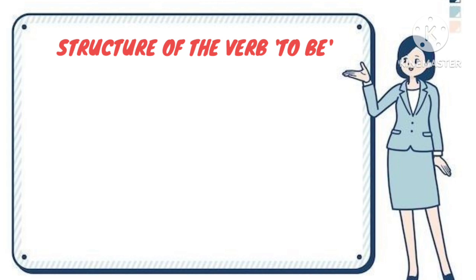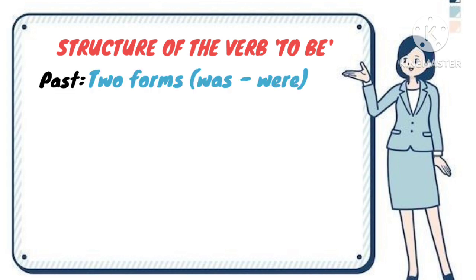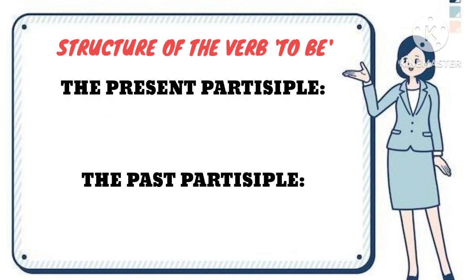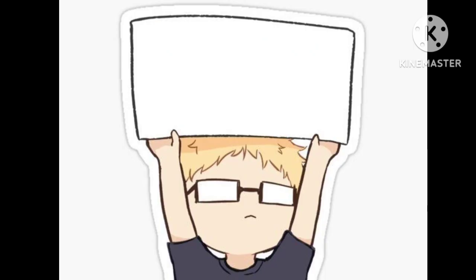The verb to be in the past tense has 2 forms: was, were. Was: first and third person singular. I was, he was, she was, it was. Were: second person singular and first, second, and third person plural. You were, we were, you were, they were. The present participle of the verb to be is being. The past participle of the verb to be is been.